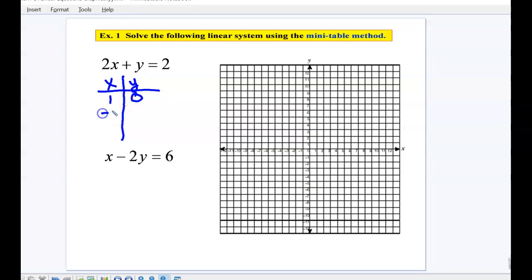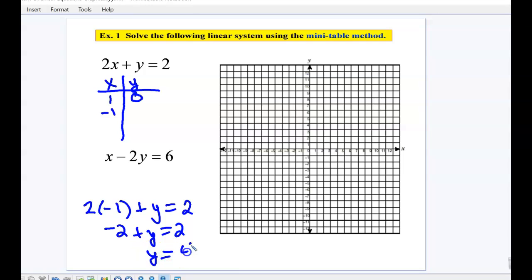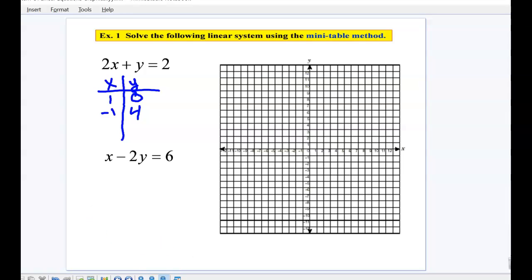What if x is negative 1? I'm going to get 2 times negative 1 plus y is equal to 2. So negative 2 plus y is equal to 2. If I add 2 to the other side, I'm going to get y equals 4. And when using the mini table method, you should always pick 3 points.